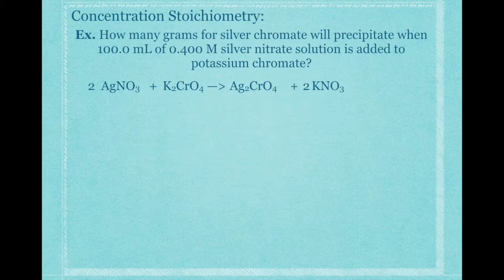Well, I know the concentration and the volume of silver nitrate, which means I can figure out the moles of silver nitrate. Once I know the moles of silver nitrate, I can get into moles of silver chromate by using my mole-to-mole ratio, by using stoichiometry. Once I know my moles of silver chromate, then I can get into grams of silver chromate. So I'm going to start off.